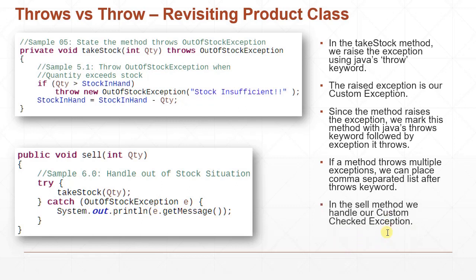In the sell method, we handle our custom checked exception. You can see that there is a try catch block, and in the catch block we are handling the OutOfStockException. Then we print a message using the e.getMessage method. Alright, now let us go to Eclipse and test this.